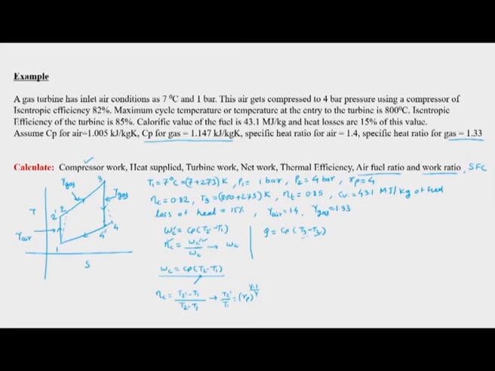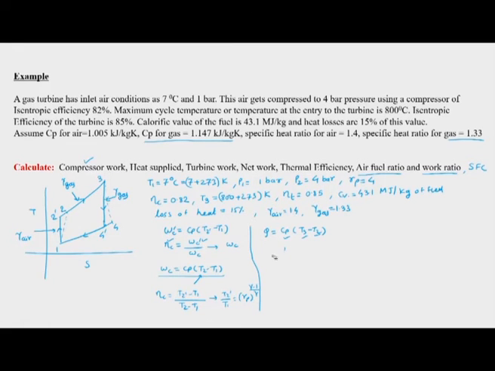So T2 is known, T3 is given, Cp of gas is given. Here we have to use Cp of gas. We can find out Q in, that is the actual heat which is going into the gas turbine power plant. Then we can find out turbine work. So for that obviously we have to use Rp. So Rp usage will give us T4 dash upon T3.